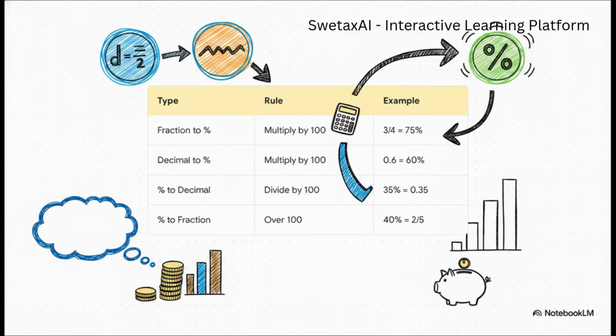Translating between them is a total breeze. Going from a decimal to a percentage? Just multiply by 100. Going backward? Divide by 100. Once you're fluent in this, you can do things like find 15% of 200 just by multiplying 200 by the fraction 15 over 100. Boom, you get 30. Easy.